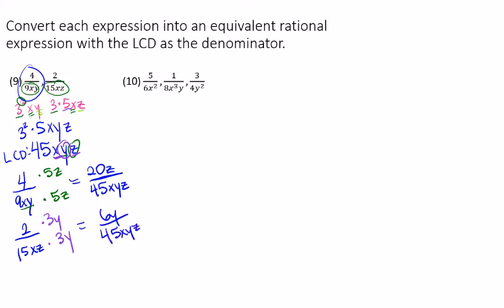That's the whole reason we're doing this, to get these to match up. And sure enough, if I multiply 15 times 3, I get 45. xz times y is xyz, okay? So these are equivalent expressions here.